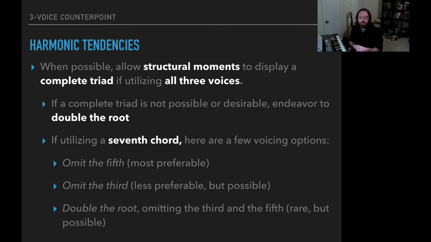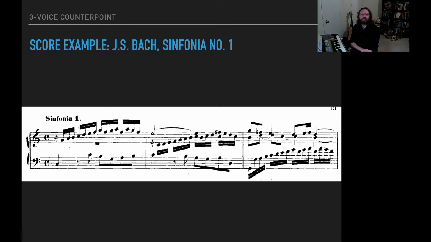Less preferable would be to omit the third, and perhaps even less preferable than that is to double the root, omitting both the third and the fifth, and only having the seventh. This is pretty rare and would only be used fleetingly. In general, though, where it's possible, try to imply the triad or the seventh chord and its quality as strongly as you can, whether that's using a complete voicing or omitting a chord member so that it works with the counterpoint. Let's take a look at how Bach treats this in his Sinfonia number 1. Here's what this sounds like, slowed down.